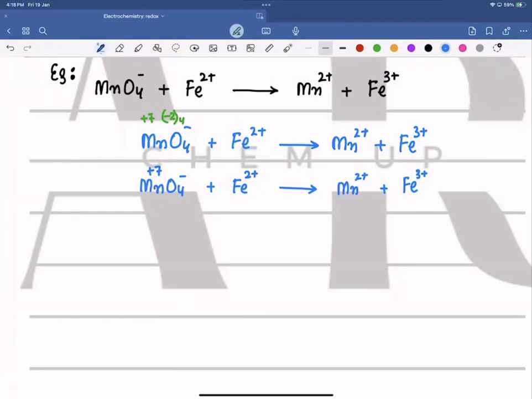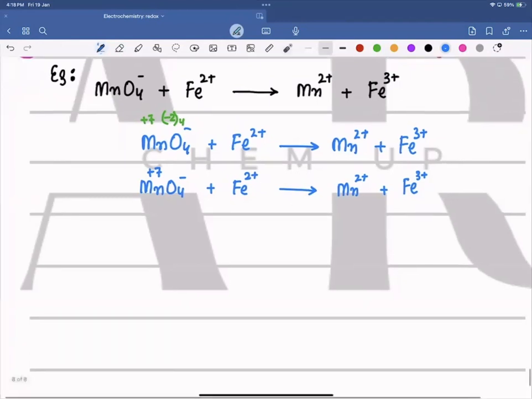How many iron ions are over here? There's one. And how many ions are over here? There's also one, so it is balanced.